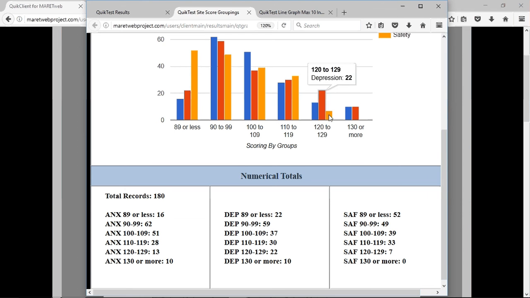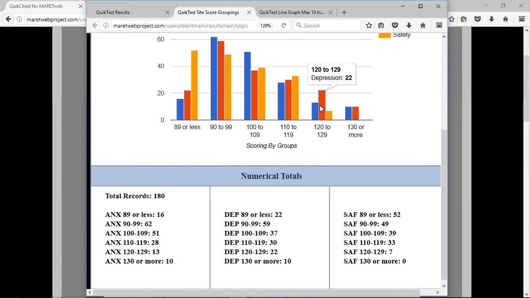And then look at this one. Only 7 people above 120. You have to ask yourself, out of 180, I've only dealt with 7 people that have a safety score above 120. Is it wise for me, when I have John Doe come in with a safety score of 135, to continue dealing with him? Or is it time to refer him because I don't go there?